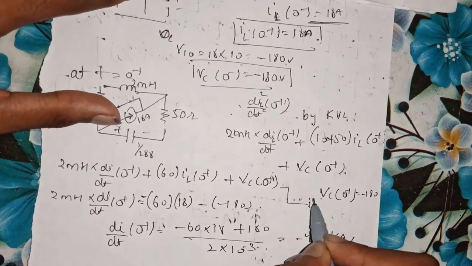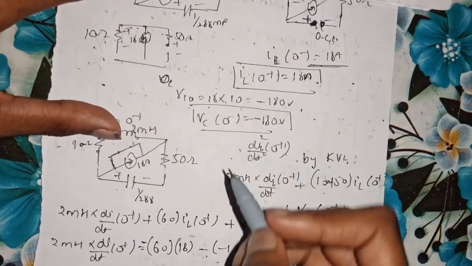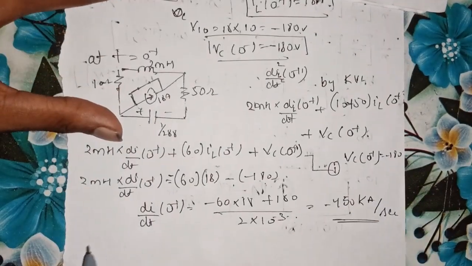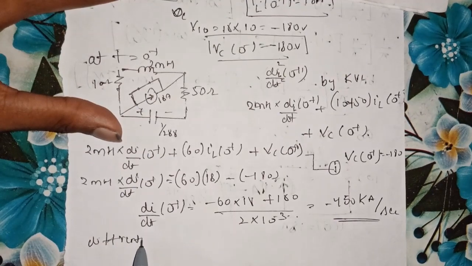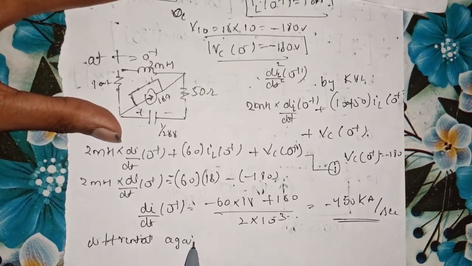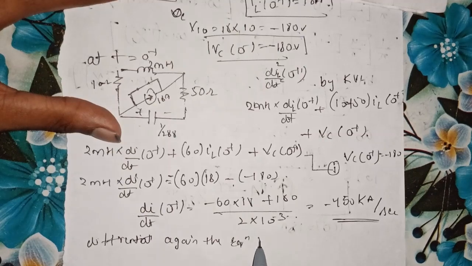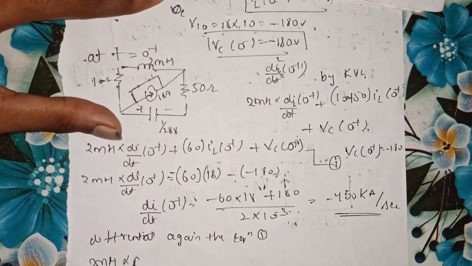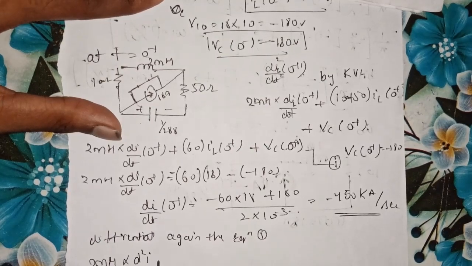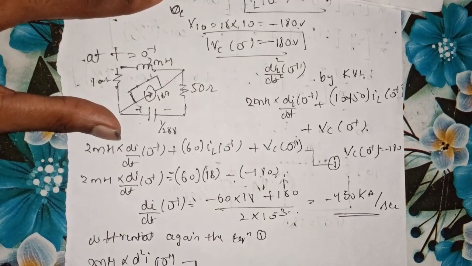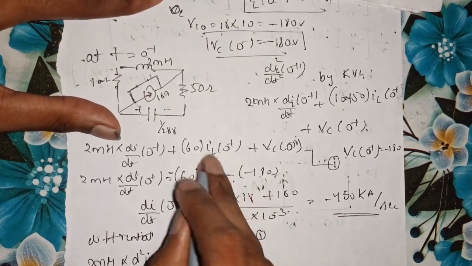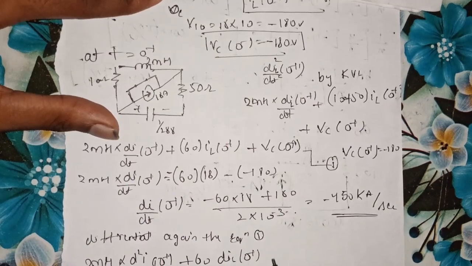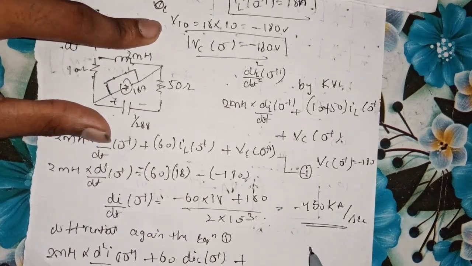Just consider this equation as equation 1. Now in order to find d square I by dt square, that is the second derivative of current, we have to just differentiate equation 1 again. On differentiating equation 1, you get 2 millihenry, which is constant, multiplied by d square I by dt square at 0 plus, which is our required term, plus 60, which is constant, multiplied by dIL by dt at time t equal to 0 plus.